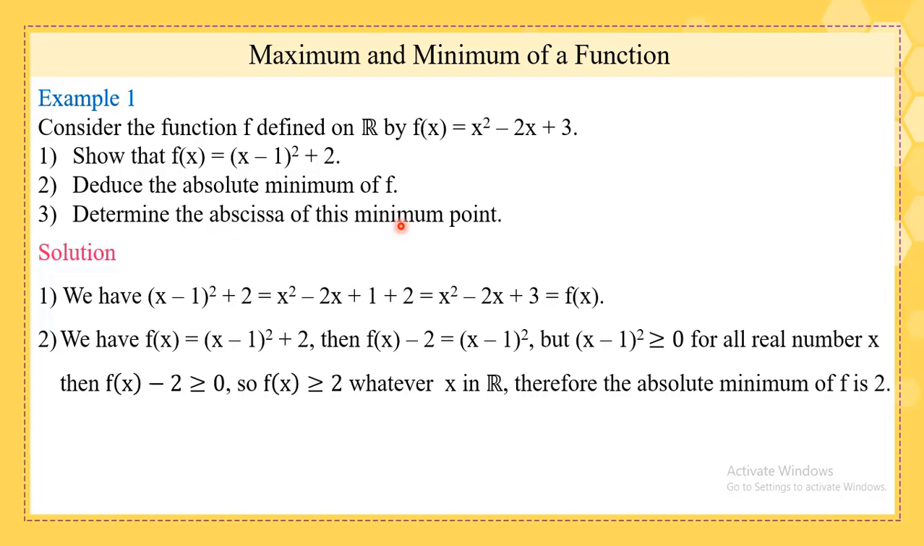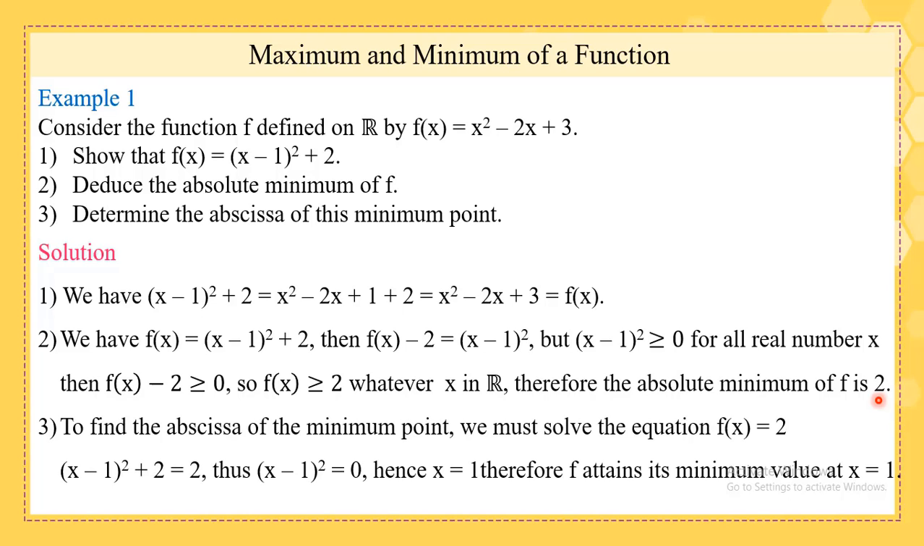Determine the abscissa of this minimum value. No, 2 is the minimum, so 2 is the ordinate of the point representing the minimum. To find the abscissa of the minimum, we should solve the equation f of x equal 2 in order to find x. So it's (x minus 1) squared plus 2 equal 2, and hence x is equal to 1. Therefore, f attains its minimum value at x equal 1.